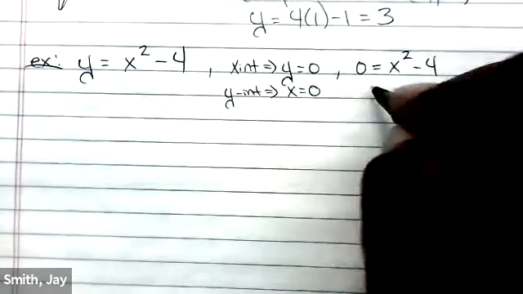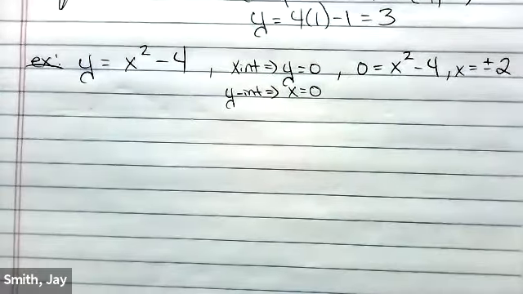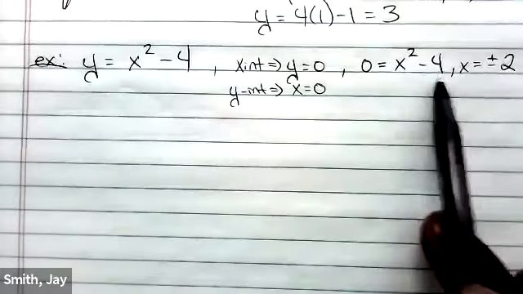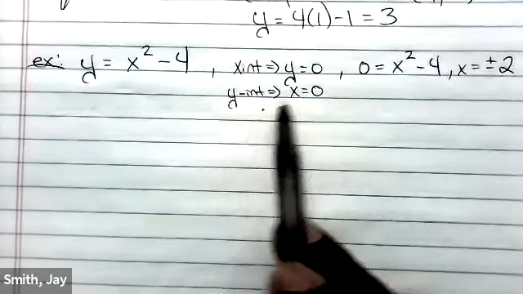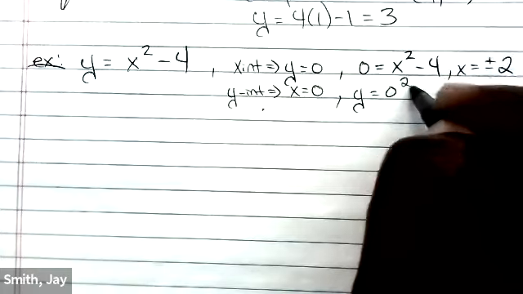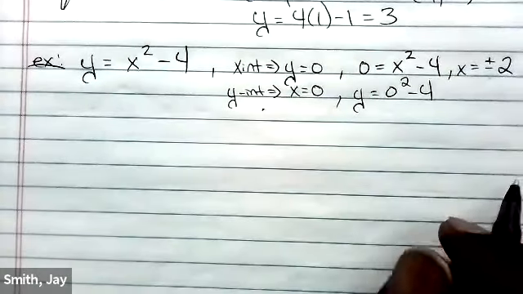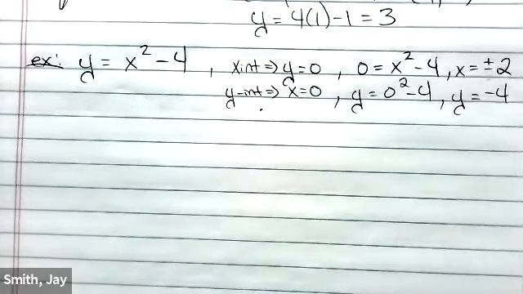Or we end up with x is both positive and negative 2, just by adding 4 to both sides and taking the square root. Remember that when we take the square root, we must account for both the positive and the negative answers. All right? So we have 2 x-intercepts. I have positive 2 and negative 2 on the x-axis. For my y-intercept, remember that means x is equal to 0. But we have y is equal to 0 squared minus 4, or we end up with y is equal to negative 4 as my y-intercept.